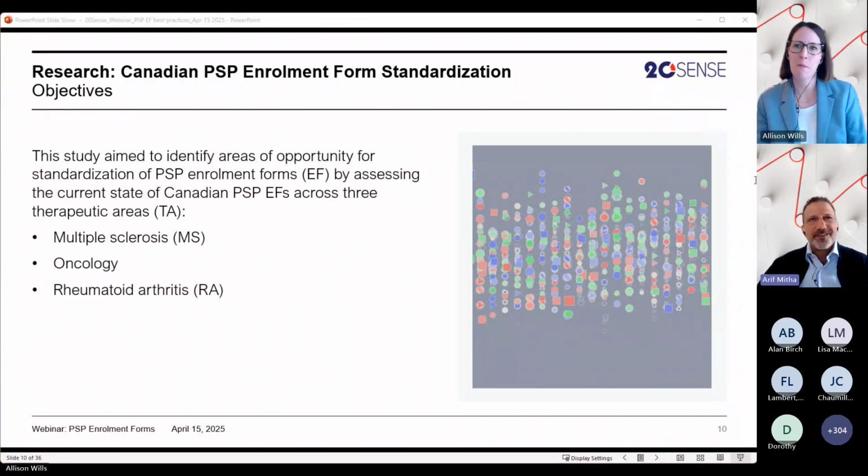My name is Arif. So this study aimed to identify areas of opportunity for standardization of the enrollment forms. So we looked at 3 therapeutic areas: multiple sclerosis, oncology, and RA. We picked oncology first because it's the largest, and most manufacturers have drugs in that area. And then we picked 2 more so that we could do a comparison across therapeutic areas.